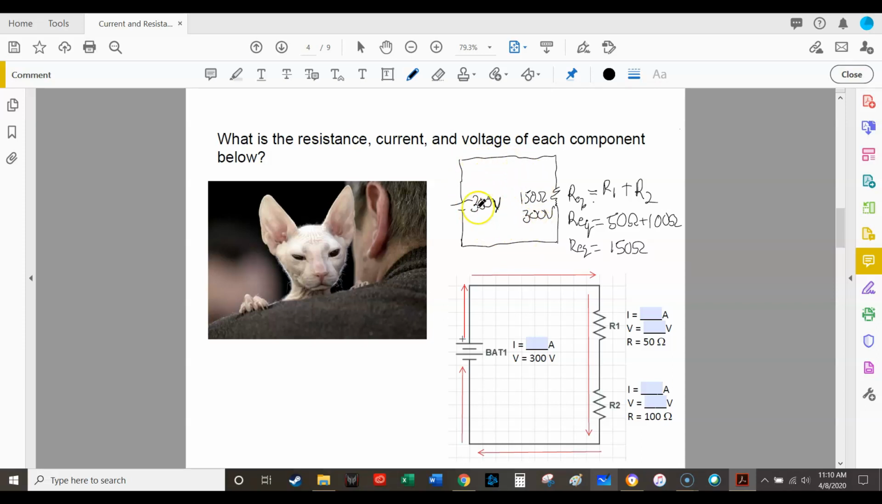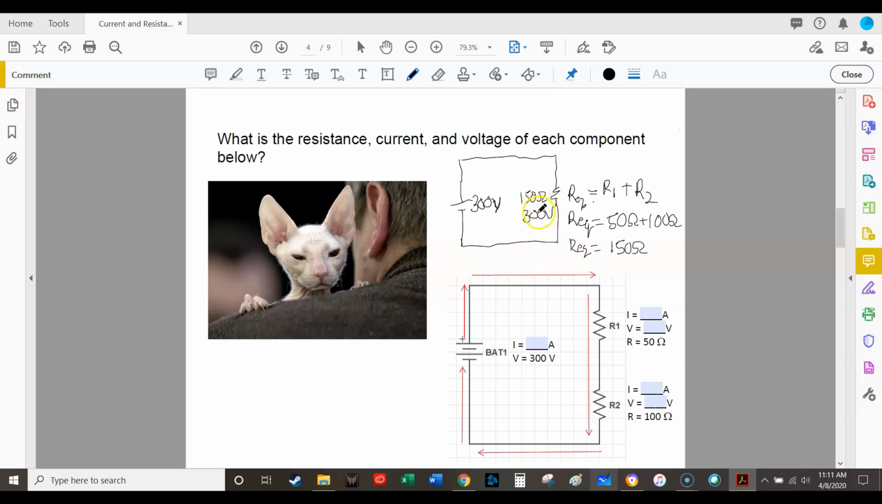The total of this loop needs to be 0. So this creates 300 volts. This consumes 300 volts. So that adds up to 0. So this is 300 volts. This is getting 300 volts. It's 150 ohms. Let's apply the first rule, which is Ohm's law.